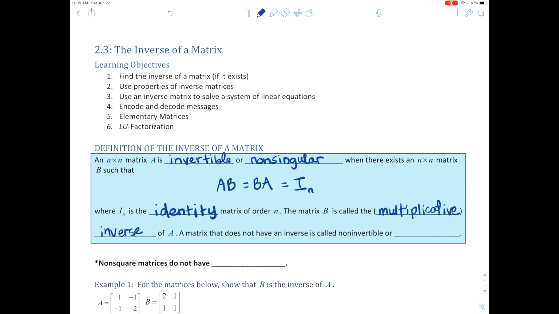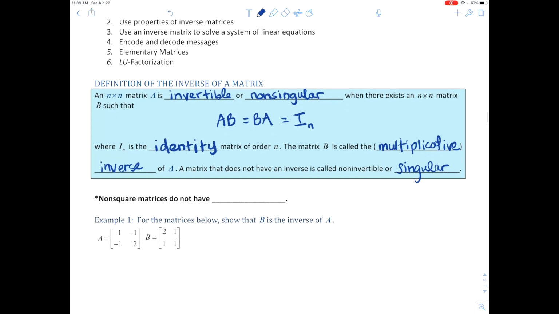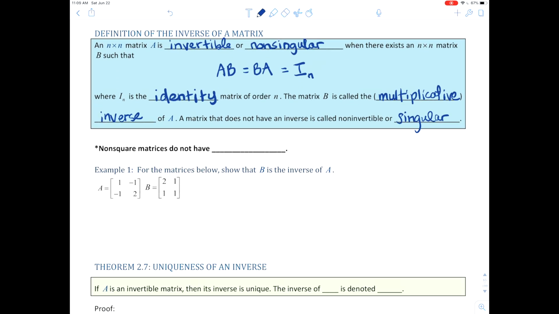A matrix that does not have an inverse is called non-invertible, or what do you think? Beautiful, singular. Okay, notice that this matrix A in the definition was square, n by n. So it turns out that non-square matrices do not have inverses. They are singular.